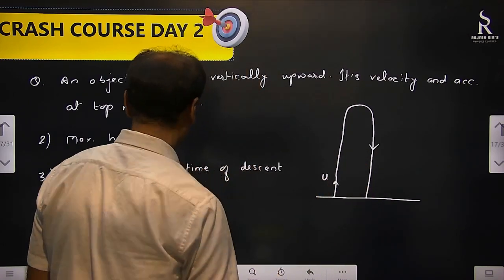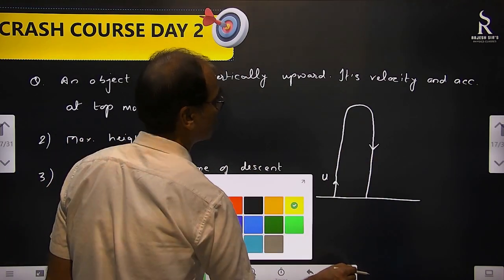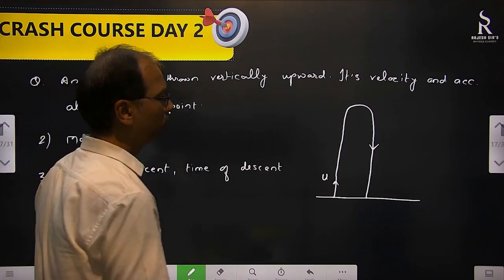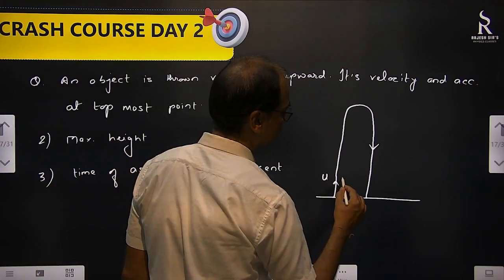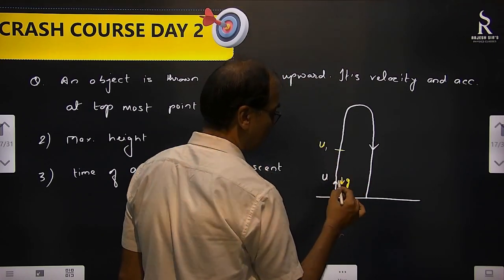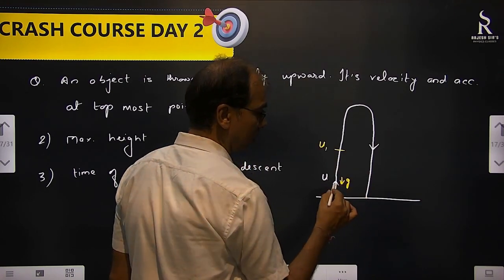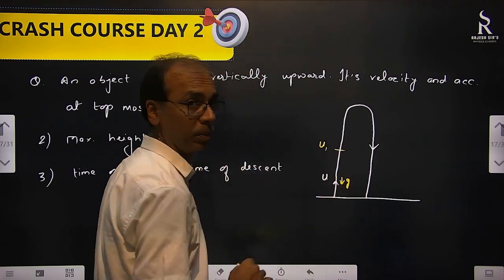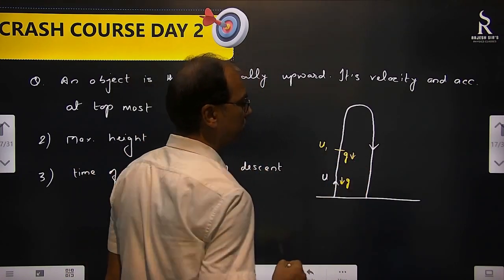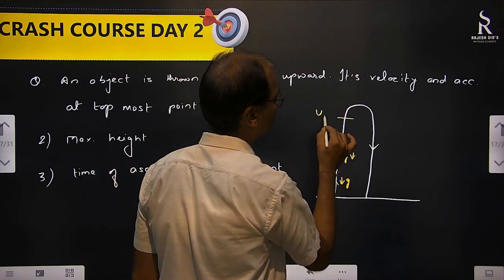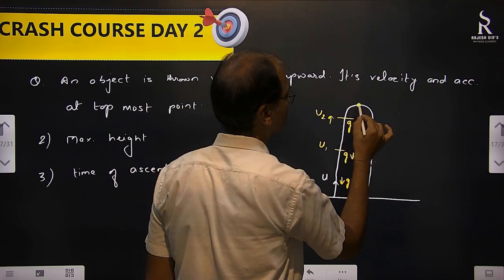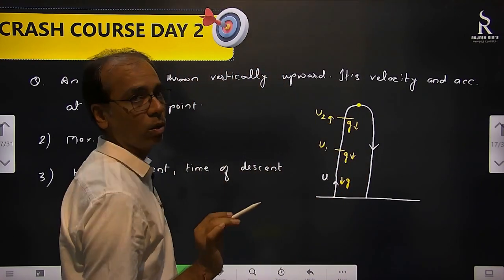In the upward journey, he is asking about velocity and acceleration. At this point, acceleration is g only, downwards. Here its velocity will be, let's say, u1, because as acceleration is downwards, velocity keeps on decreasing as it goes up. But acceleration is constant, g, downwards. When it reaches over here, it will be u2, still going up, acceleration still down. At the topmost point, he asked, its velocity has become 0.